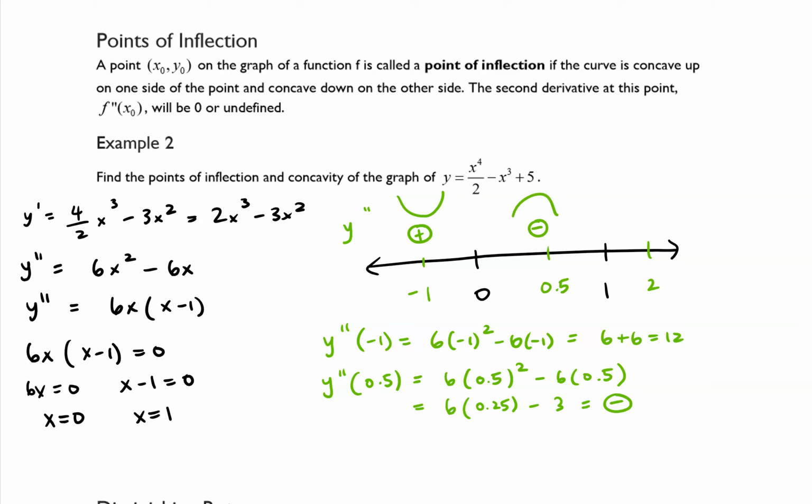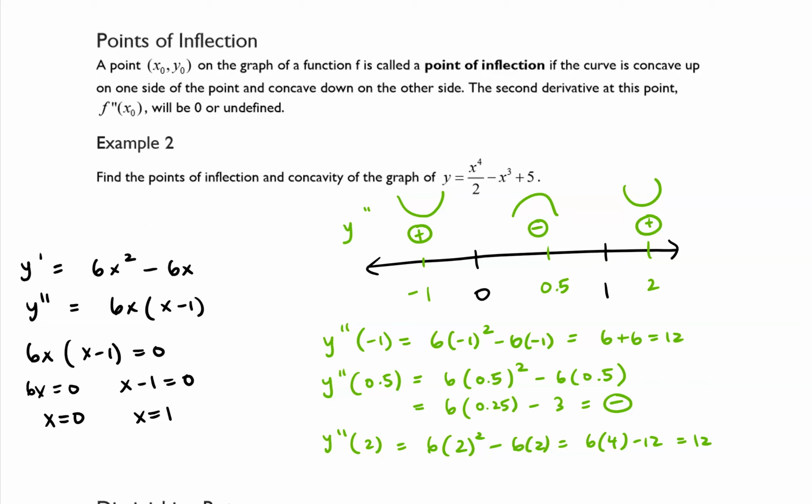And if we evaluate y double prime of 2, that is 6 times 2 squared minus 6 times 2. That's 6 times 4 minus 12. That's going to equal 12, which is positive. So that is concave up. So that means that we are going to have inflection points when x equals 0 and when x equals 1.